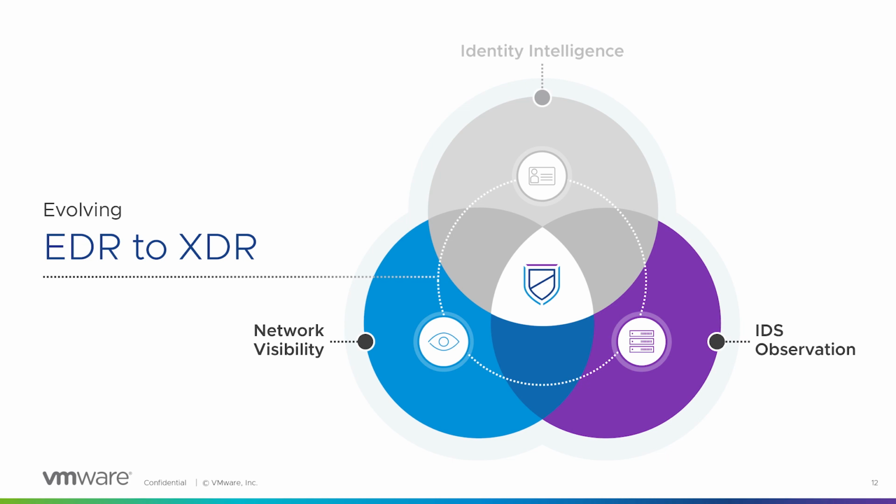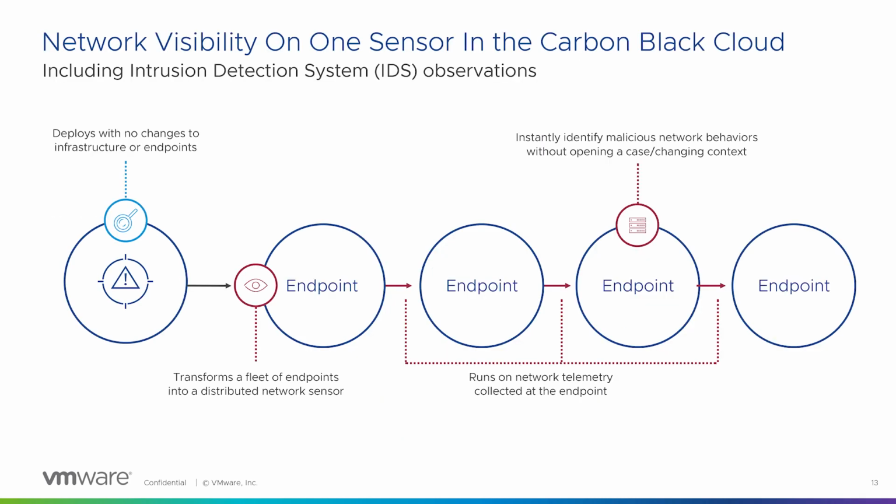So within our Carbon Black agents, and our sensor, I believe, is the 3.9 sensor and above, we now have that integration of the Lastline Micro IDS blade that's going to give you that network visibility of your endpoints. This means that your sensor is now able to provide network data on your endpoints. So XDR is going to provide network visibility and IDS observation without requiring changes to your infrastructure and your endpoints.